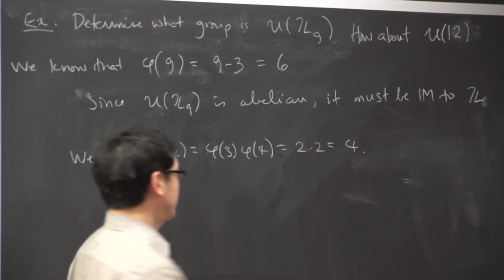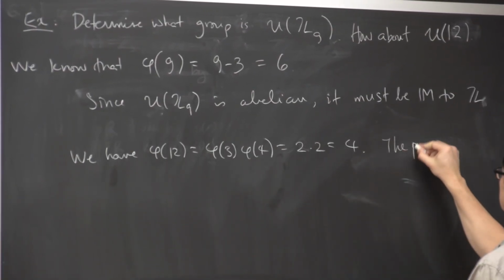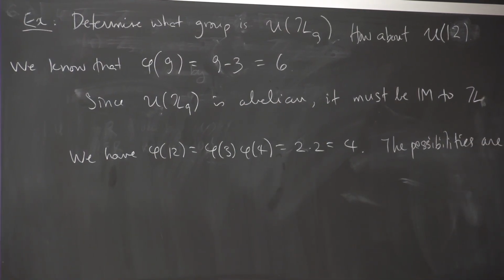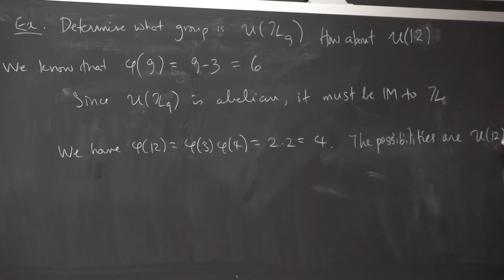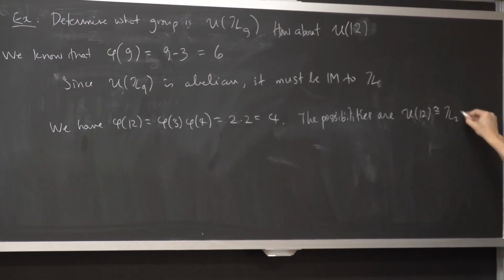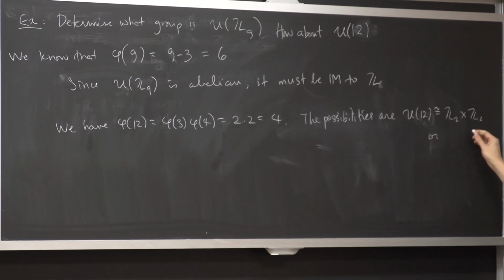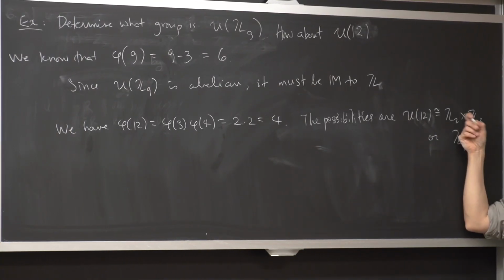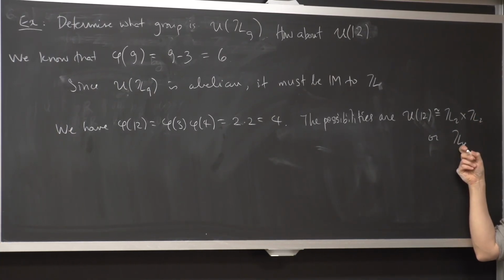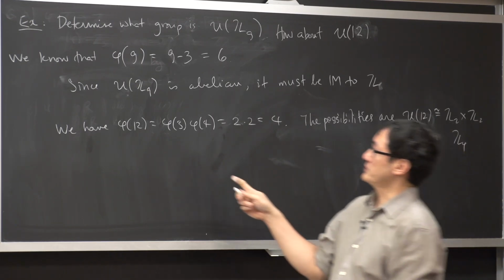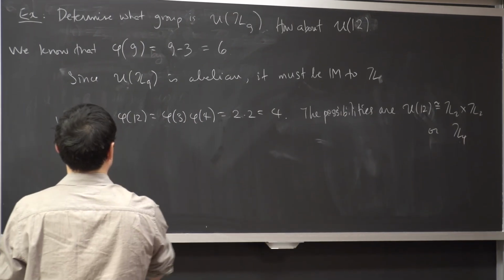Okay. So what are the possibilities? U12 is isomorphic to, what's one possibility? Z2 cross Z2, or, Lauren? Z4. Now, notice that this guy is not cyclic and this guy is cyclic. These two are very different. So how do you figure out which one it is? What you want to do is take a look at the 4 elements of U of Z12.